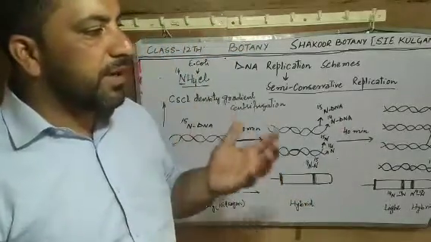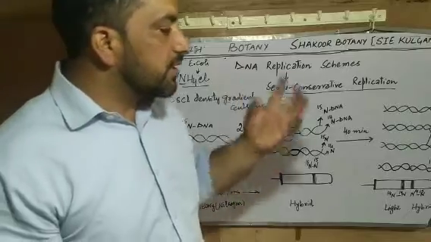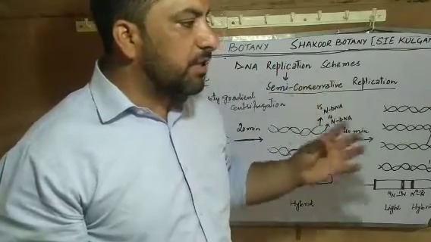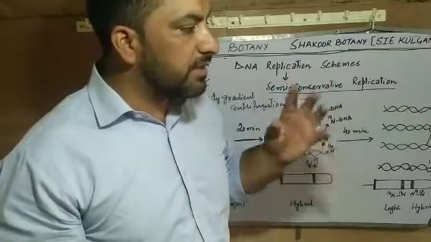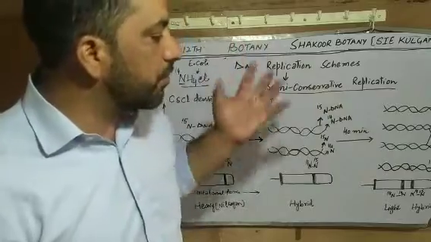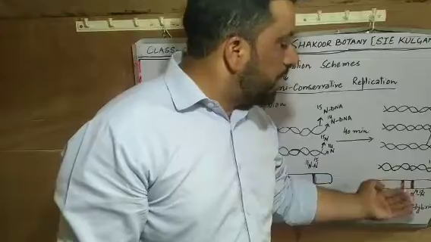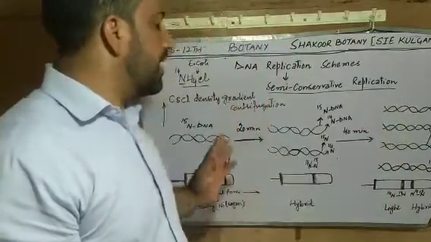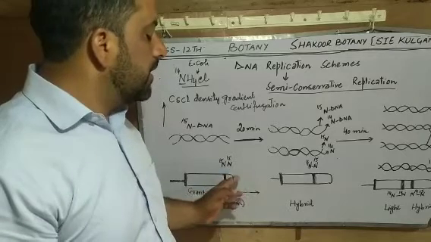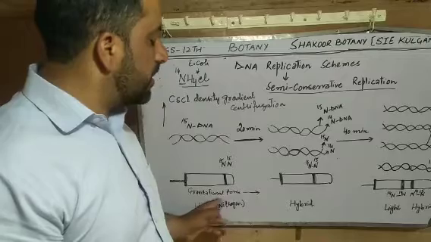Now the scene is different. When DNA was isolated after 40 minutes from this E. coli, Meselson and Stahl carried out cesium chloride density gradient centrifugation of that DNA isolated from the E. coli after 40 minutes. They found that 2 bands were formed instead of 1 band. Earlier 1 band was formed. That band was close to the bottom of the centrifugation tube, because we were having heavy nitrogen in both the strands.